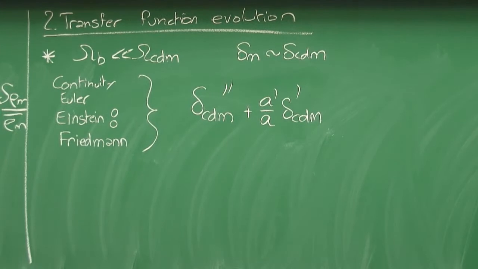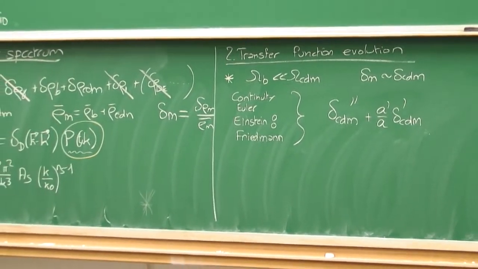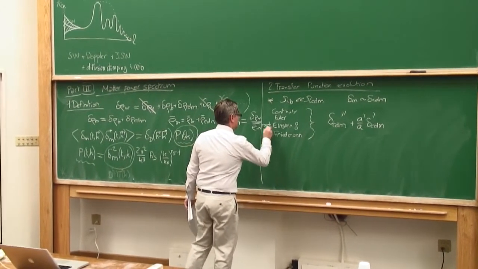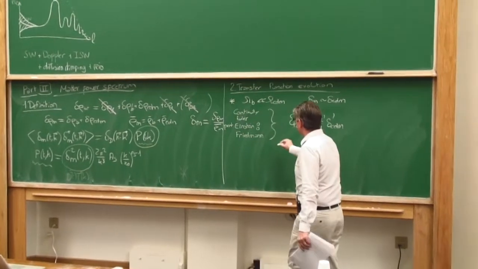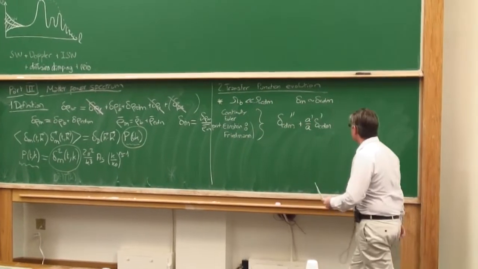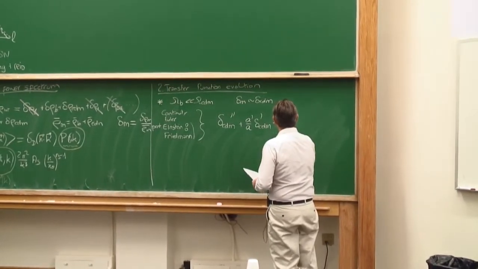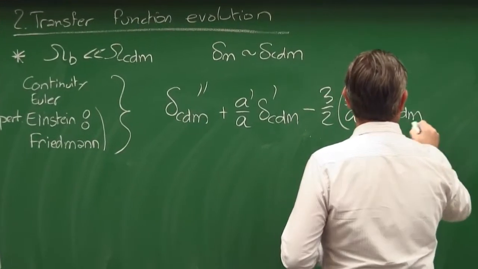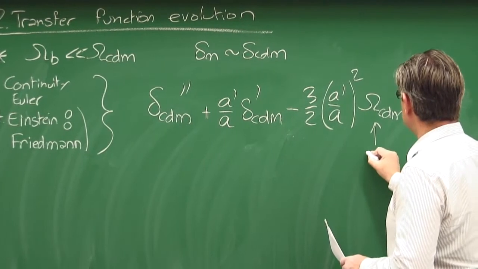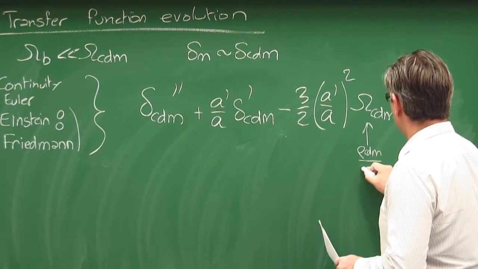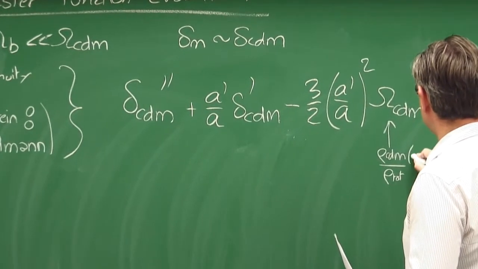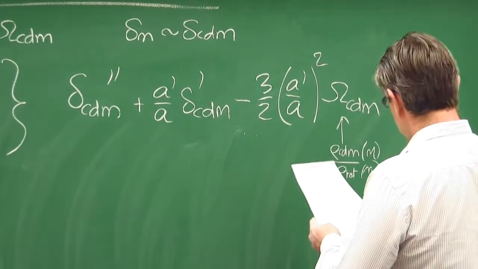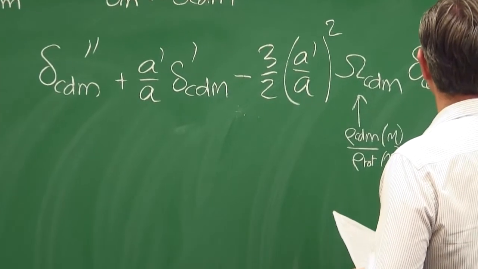Sorry? Yeah, the perturbed Einstein equation. You are right. The perturbed Einstein equation. And so the two are the 0-0, perturbed and unperturbed. Minus 3/2 of a prime over a squared, omega CDM, that I take now as a function of time. It is the density of CDM over the total density at each given time. It's not the parameter defined today. Delta times delta CDM equal to 0.